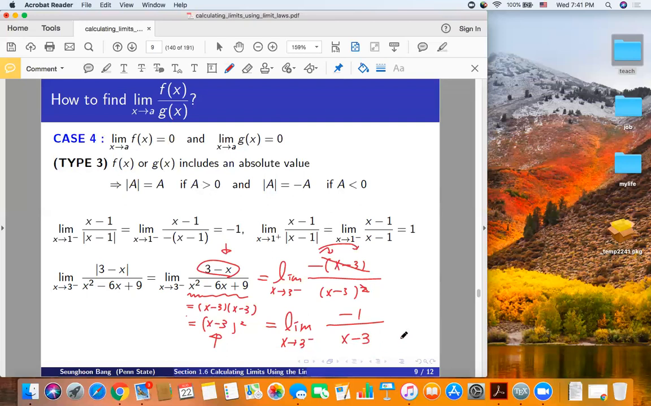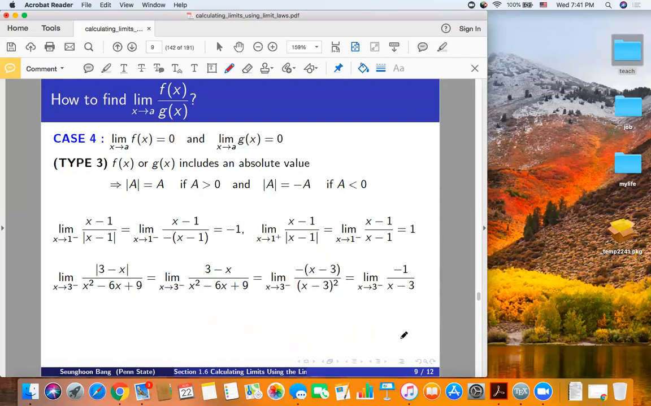That's good. So we have it like this. The next, you plug 3 into x. So what happens? Negative 1 over 3 minus 3, negative 1 over 0. What is the answer? A nonzero number over 0. Do you remember this one? Undefined. You're right. This is undefined.